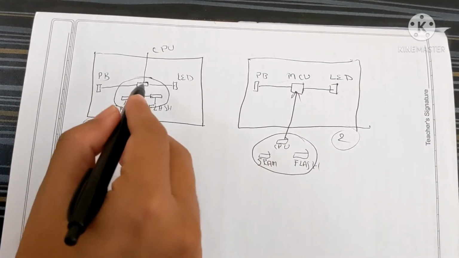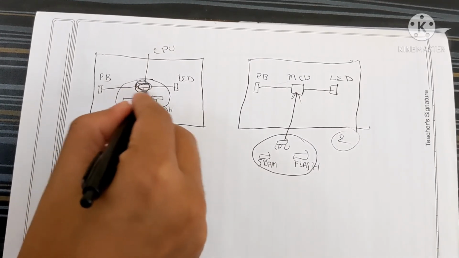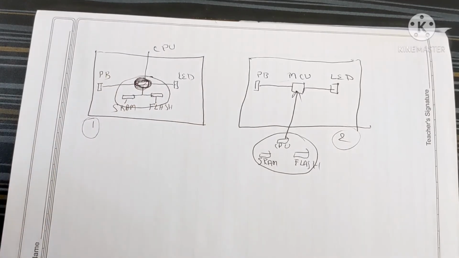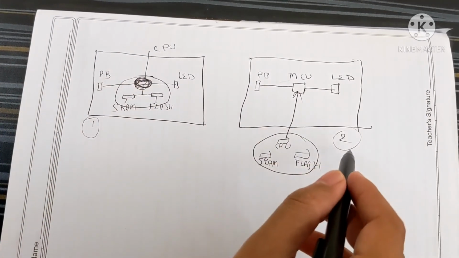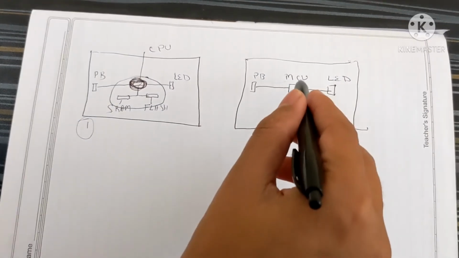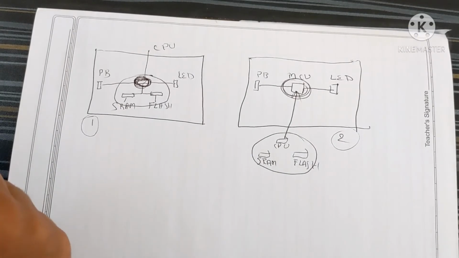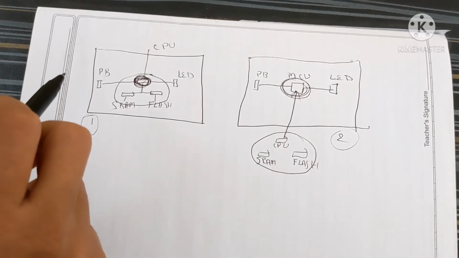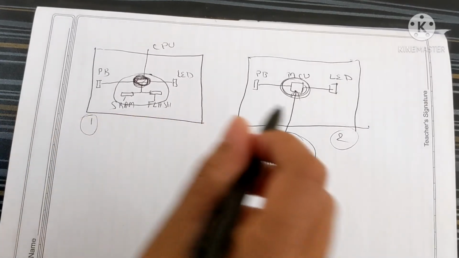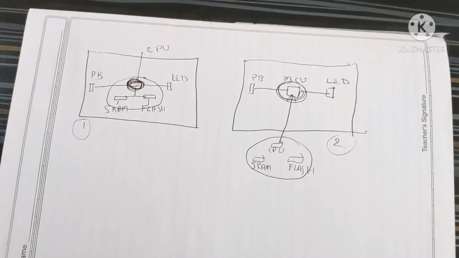In architecture 1, this chip is called the CPU, sorry, the microprocessor, and in architecture 2 this chip we call a microcontroller, MCU, microcontroller unit. A microcontroller contains all the components required.